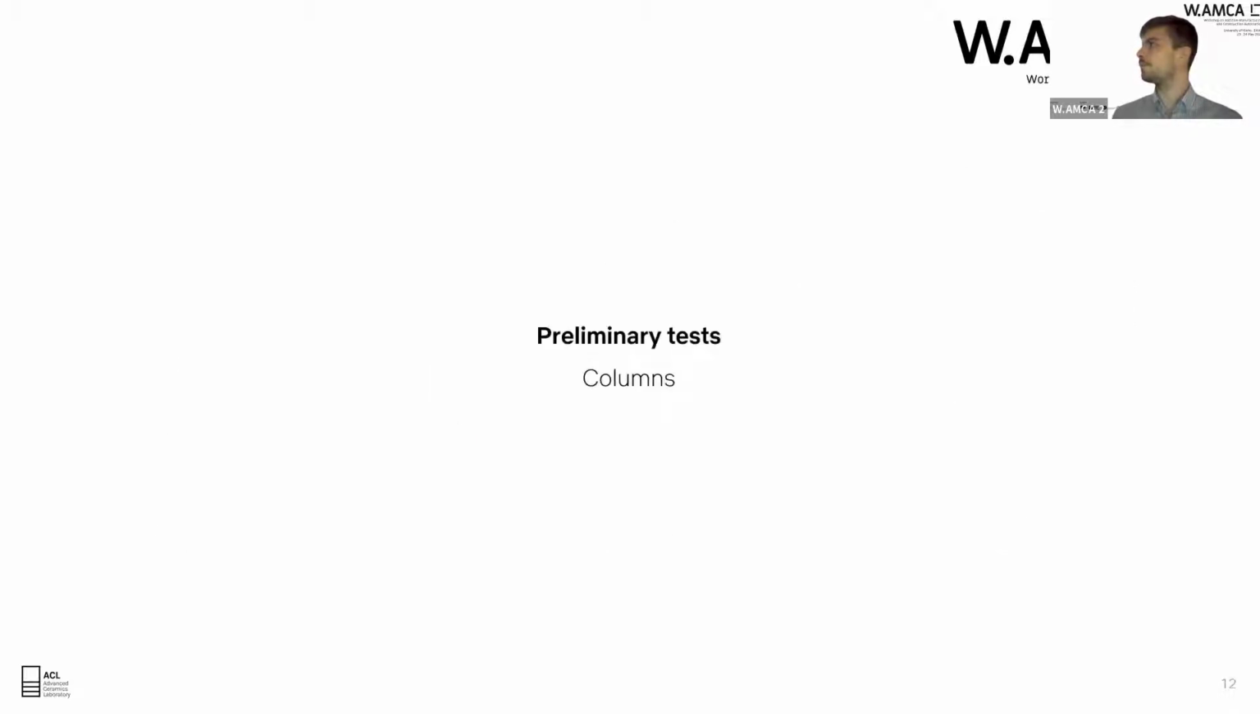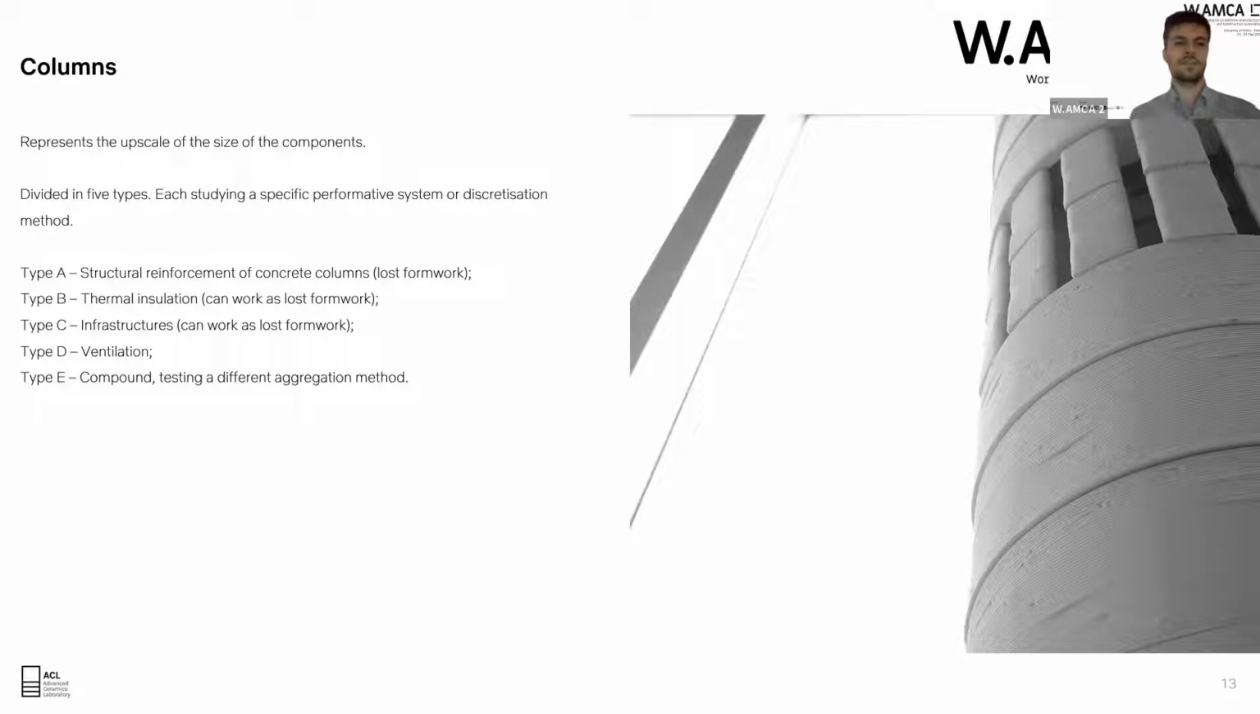And to start with this, we started with the columns, with the preliminary tests, which basically represent an upscale of the size of the components that we produce. So we usually make small components, and now in this test we are trying to build something a bit bigger.